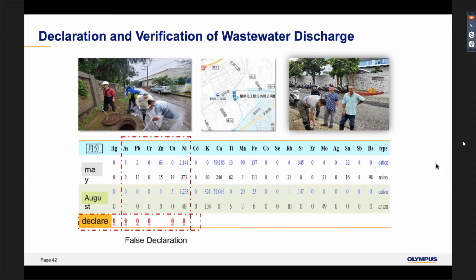So that's why by using this resin method, we are able to use the resin to absorb all the heavy metals. Then we measure the resin itself, so that it will be more representative of the liquids, the wastewater sample. Okay.